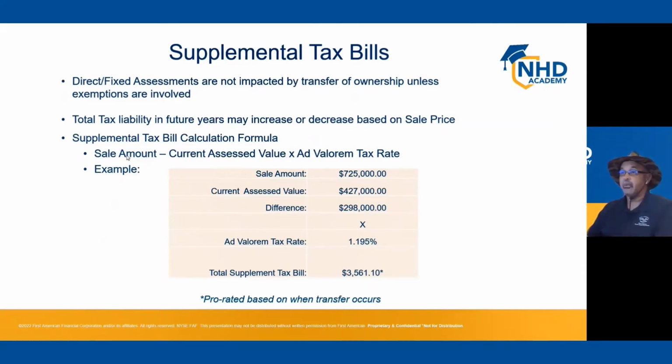And this is an example of the supplemental tax bill calculation formula. You take the sale amount, subtract the current assessed value, and multiply it by the tax rate. In this case here, the sale amount was $725,000, assessed value of $427,000. That's a difference of $298,000. Multiply it by the ad valorem tax rate, and you have a total supplemental tax bill of $3,561.10. And that amount would be prorated based on when the transfer occurs.